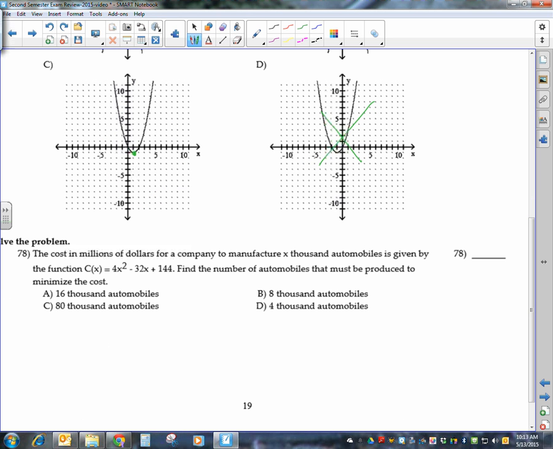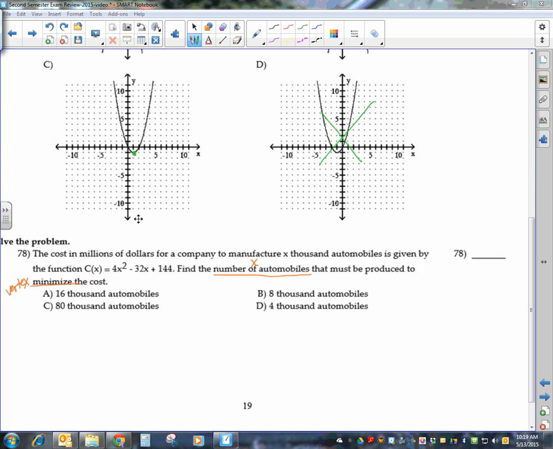All right, 78. The cost in millions of dollars for a company to manufacture x thousand automobiles is given by the function. Find the number of automobiles that would produce the minimum cost. If I want the number of automobiles, I'm looking for the x coordinate of my vertex, because the max or min always happens at the vertex.